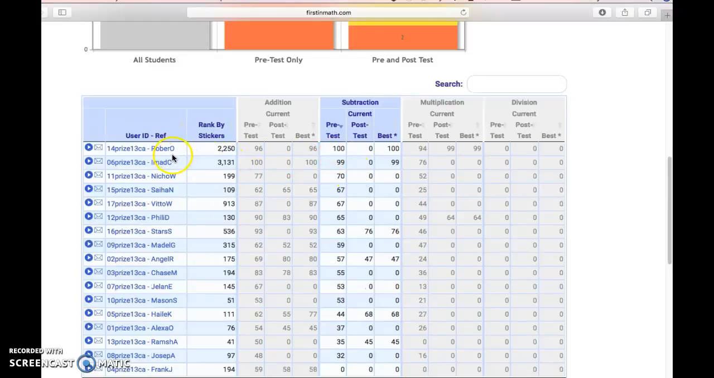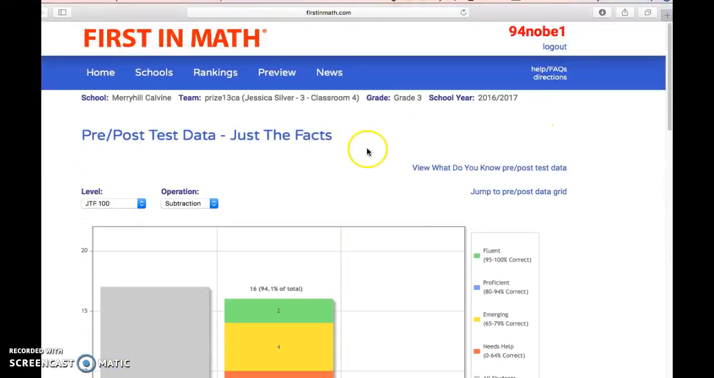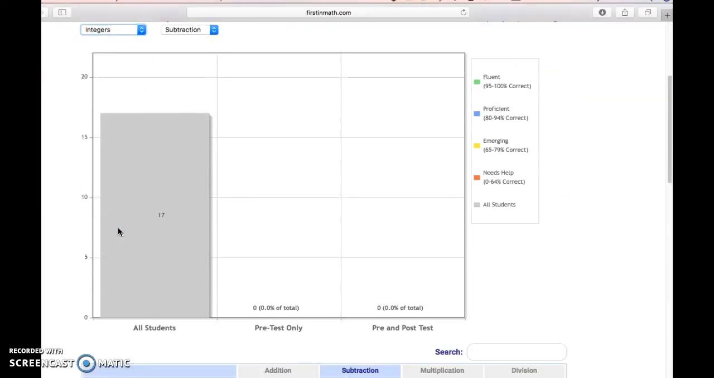So again, we have Robert, who has 100. And even his multiplication, Robert is off the charts. Robert doesn't need any practice in fluency. He's ready for division. He might even be ready for just the facts with integers. He's ready to continue on.